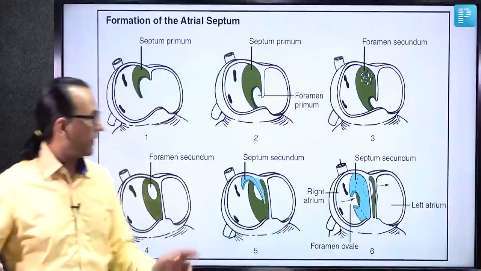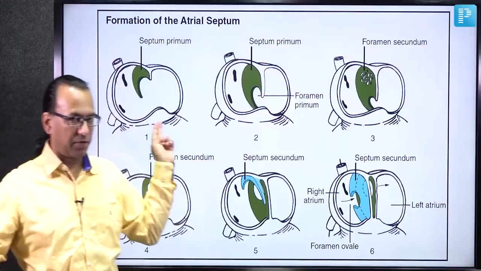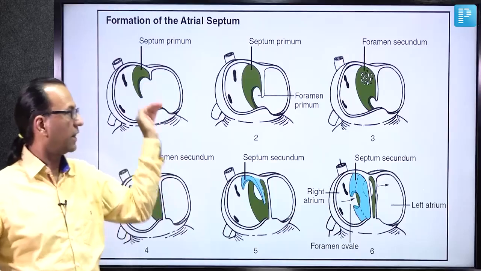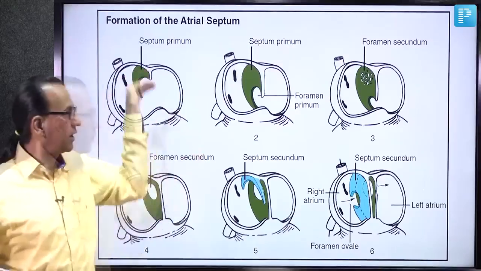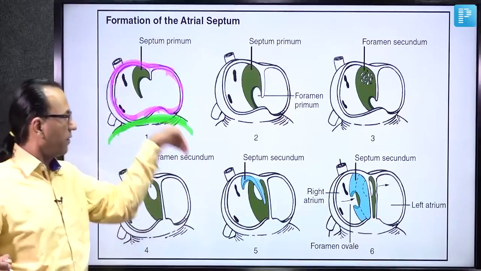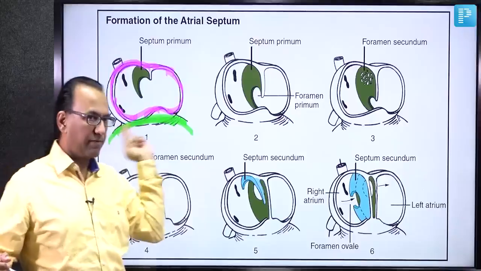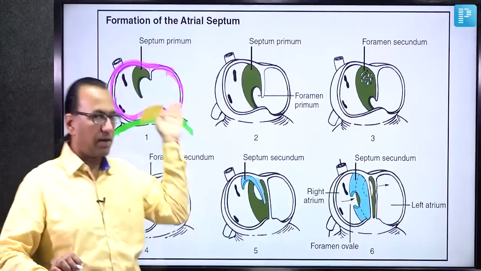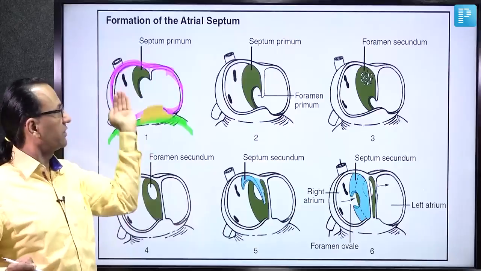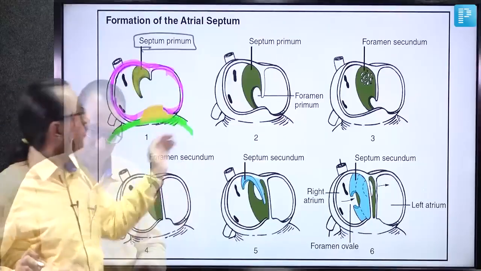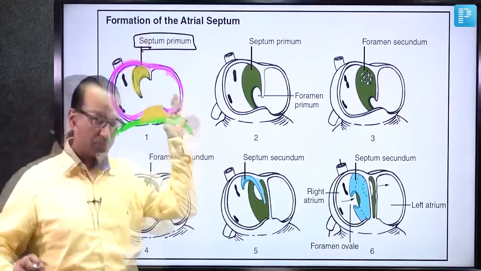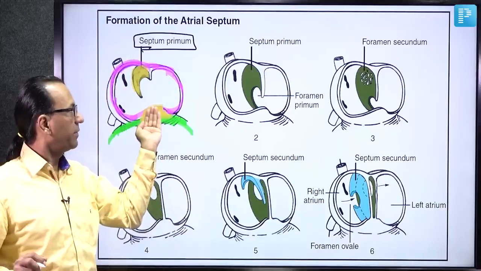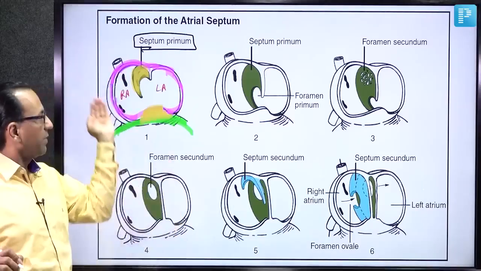As we know, in the beginning there is a single primitive atrium and a single primitive ventricle. The atria go superior and the ventricle comes inferior during cardiac looping. Between the lower ventricle and upper atria there are AV cushions, which later form the mitral valve and tricuspid valve components. Now comes the first septum, or septum primum, from the roof of the primitive atrium, going to fuse with the atrioventricular cushion to divide the primitive atrium into 2 chambers, the right atrium and the left atrium.